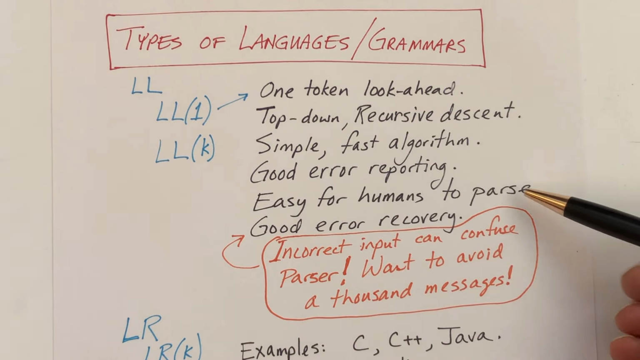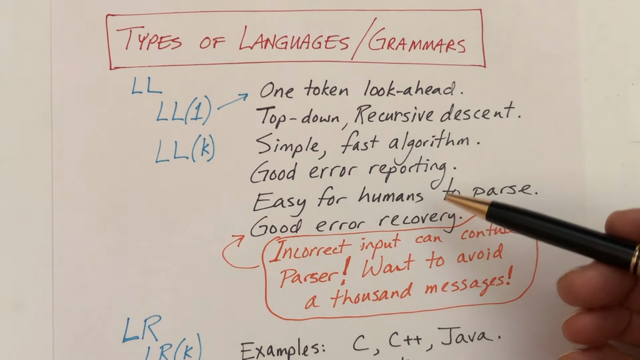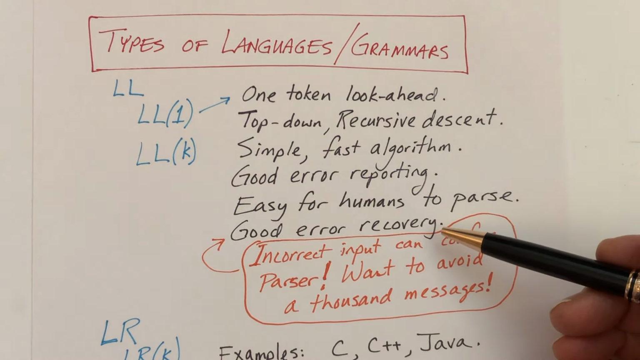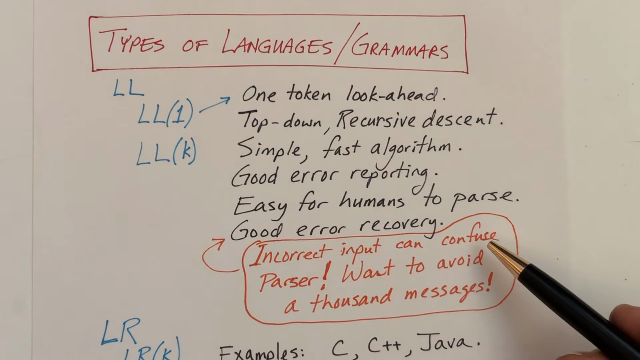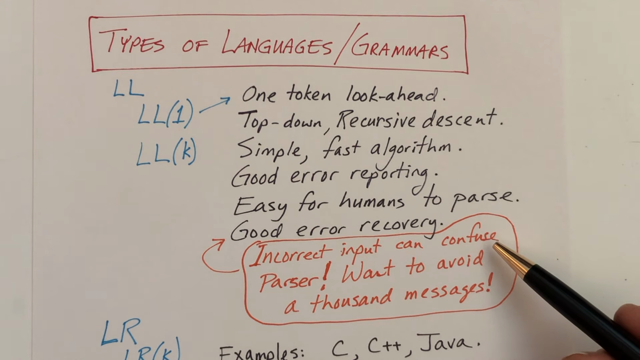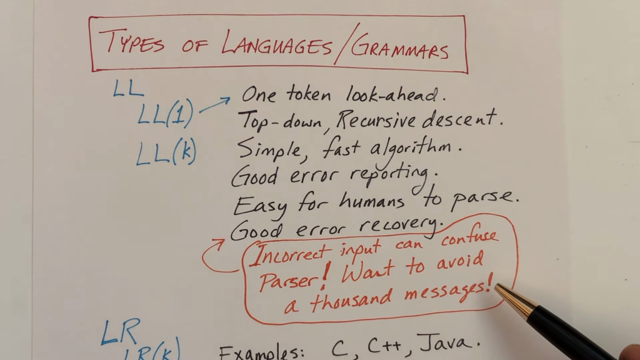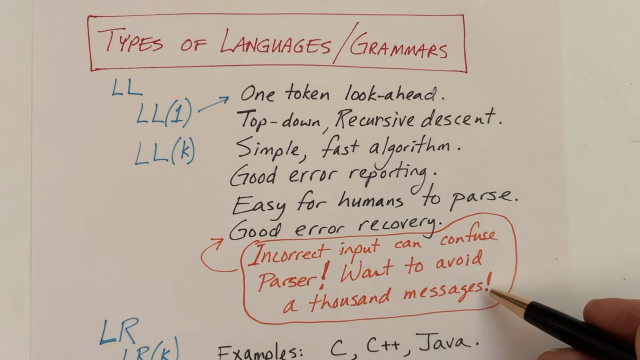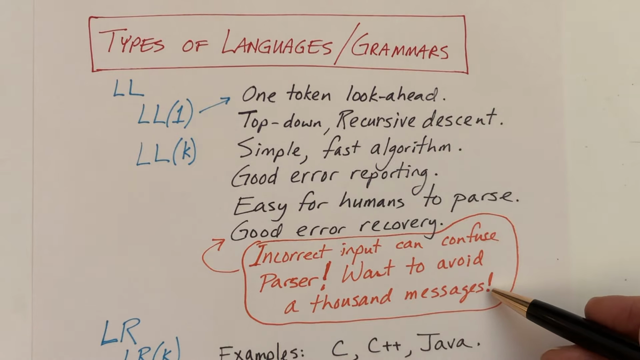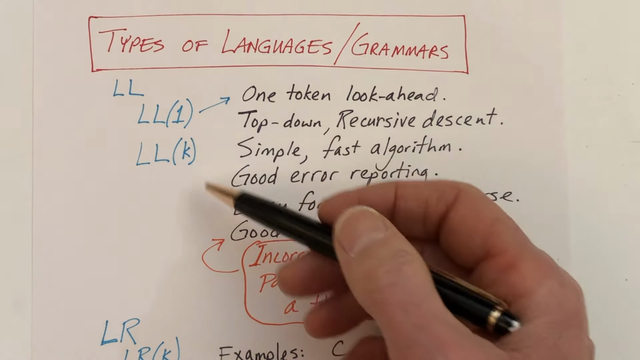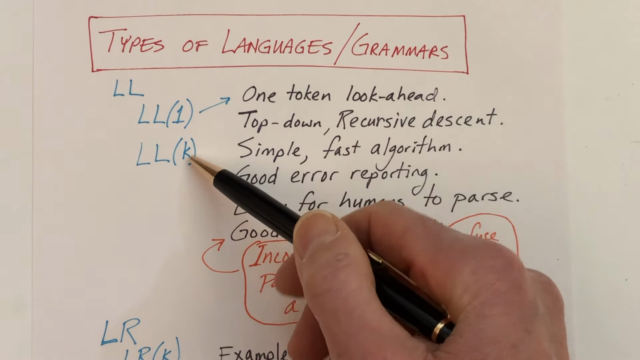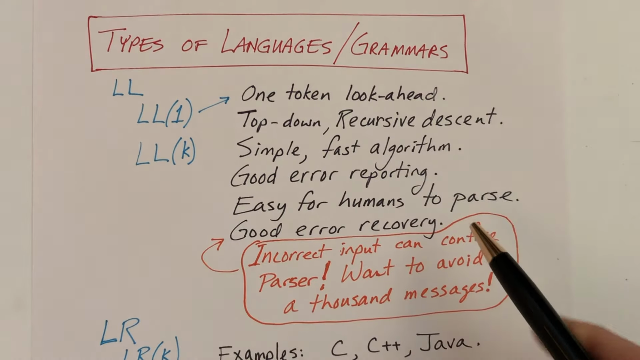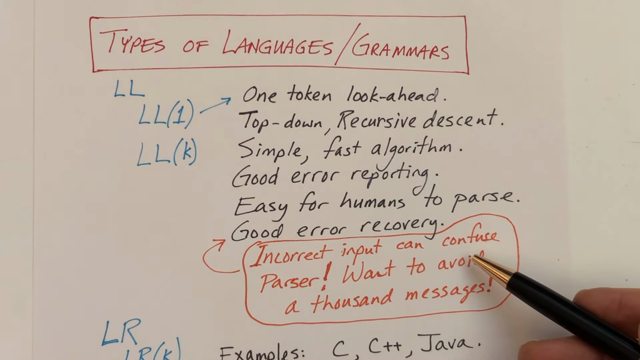And another thing that's important is we have good error reporting and good error recovery. The user often will have incorrect input, and that can really confuse a parser. We want to avoid printing out 1,000 different messages from one single error. We want to print out a nice concise error that tells the user what they did wrong. There is a class of languages called LLK, and LL1 is the simplest version of that. And as I said, the grammar that I presented here is LL1.